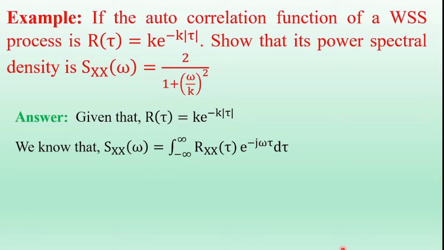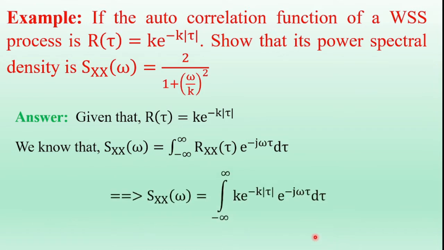We know that the power spectral density of the autocorrelation function is Sxx of omega is equal to integral minus infinity to infinity Rxx of tau into e power minus j omega tau d tau. Here the autocorrelation function is k into e power minus k mod tau. Substituting that value, we get integral minus infinity to infinity k into e power minus k mod tau into e power minus j omega tau d tau.